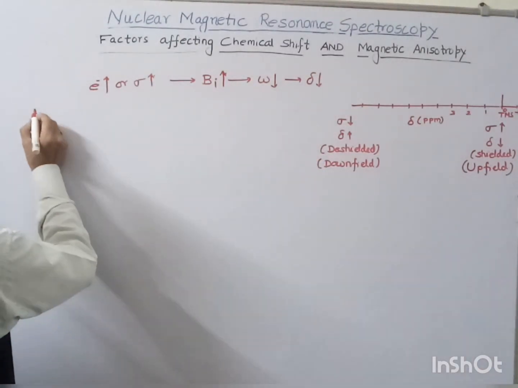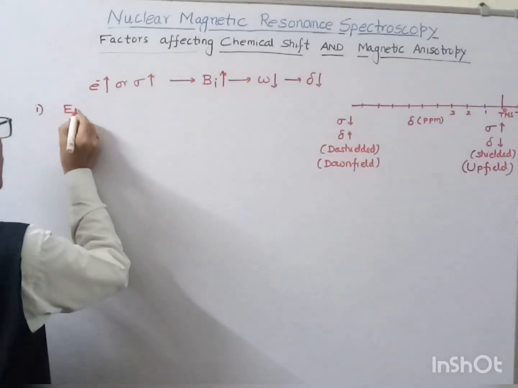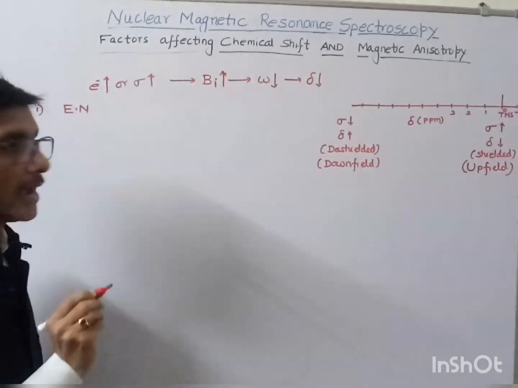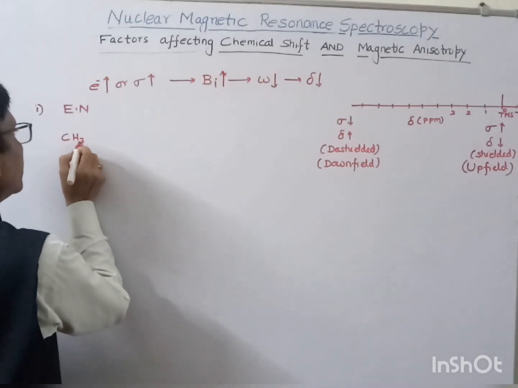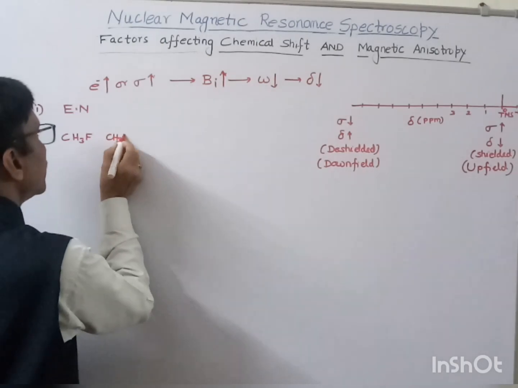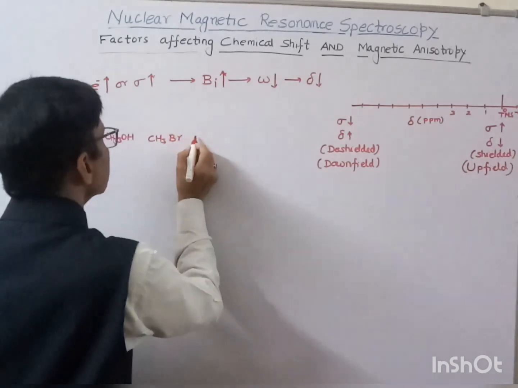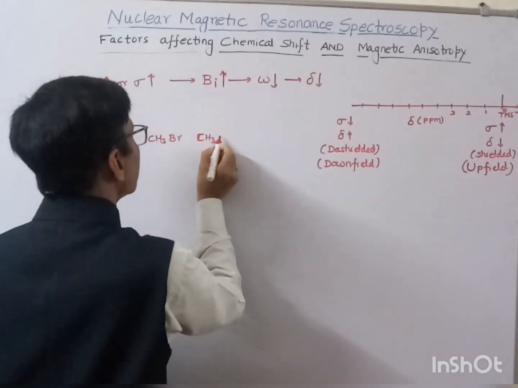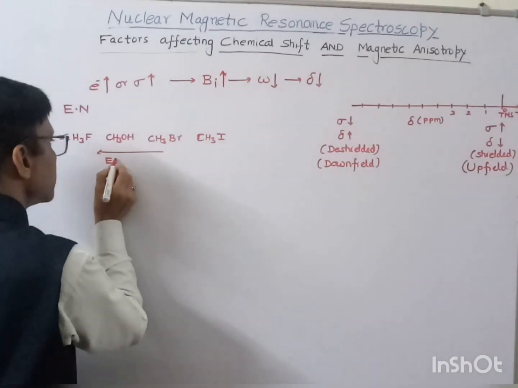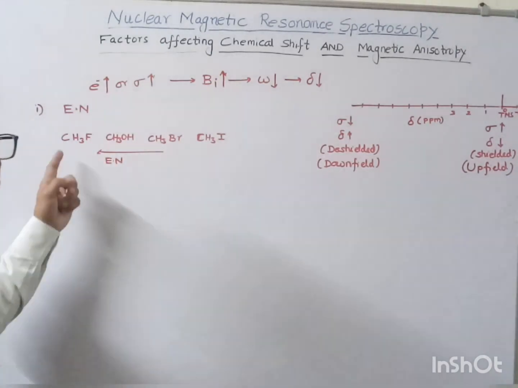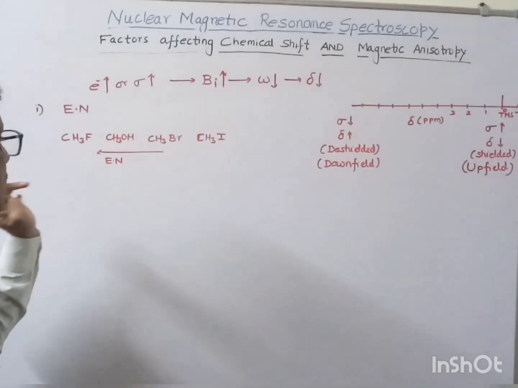Now, one of the factors which affect the chemical shift is electronegativity. Suppose we have CH3F, CH3OH, CH3Br, and so on. As you can see here, the electronegativity value is increasing. CH3 is common in all, and here fluorine has the highest electronegativity.